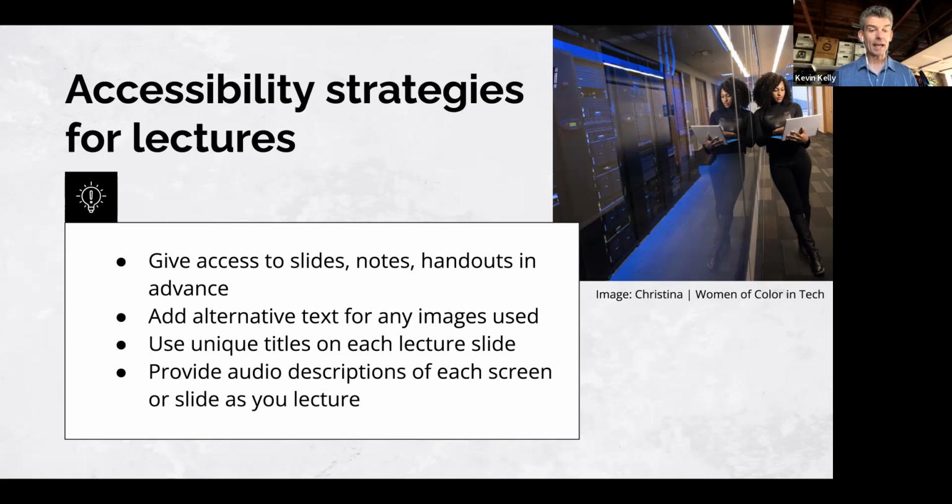Adding alternative text for any images you use in your presentations, in your documents. Using unique titles for each lecture slide, because that's how students can jump from slide to slide, and if two slides have the same title, they won't know which one is which when they do so. And providing audio descriptions of each screen or slide as you lecture, so that students who aren't able to see what you have on your screen know what's being presented.